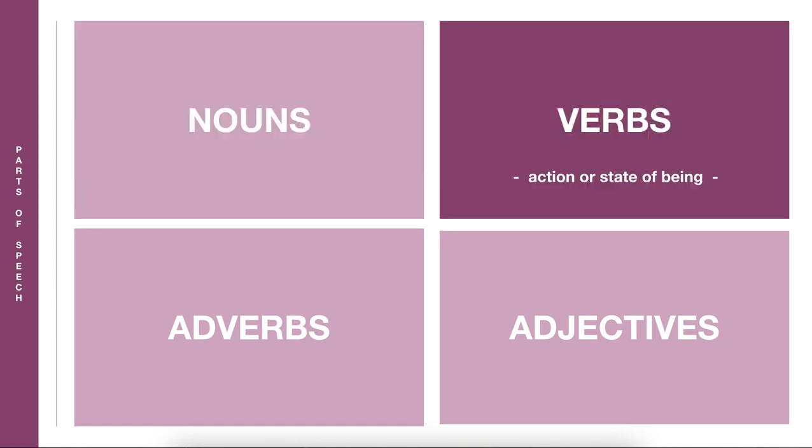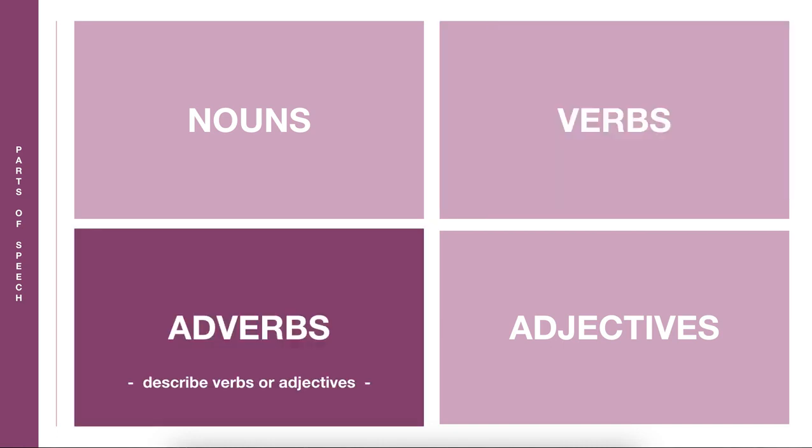Next up, though, we have verbs, and verbs are actions or states of being. And we'll talk a little bit more about what a state of being is in just a little bit, but you can think of verbs right now as action words. What is happening in the sentence? What is happening in the passage? That's a verb.